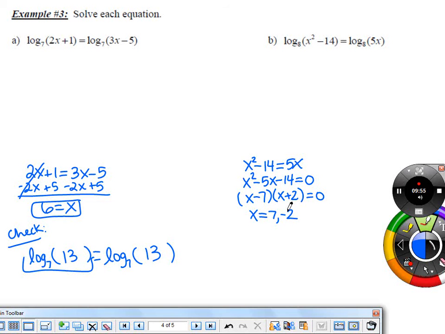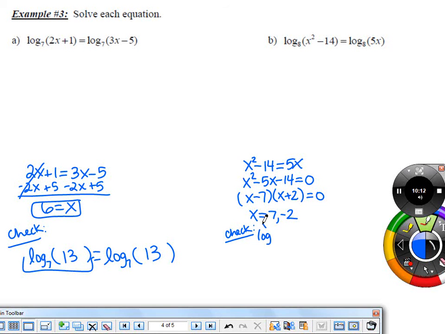Now, I'm not going to stop here and immediately eliminate the 2 because the 2 itself is negative. What I'm going to do is check that when I plug it back into the equation, does it create a situation that's undefined or has no solution? Does it give me a log that I cannot calculate?